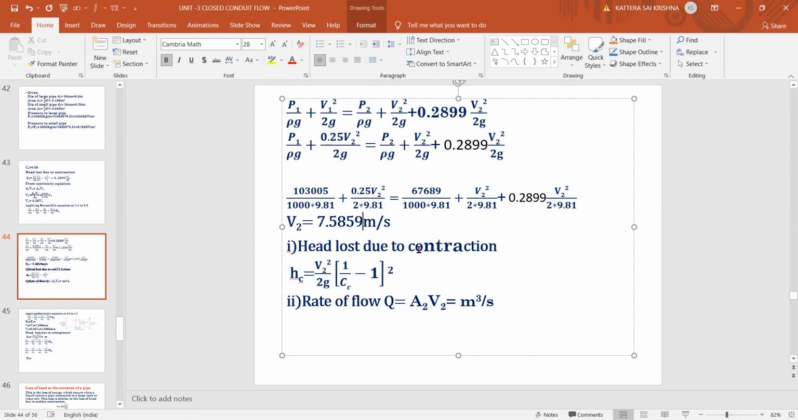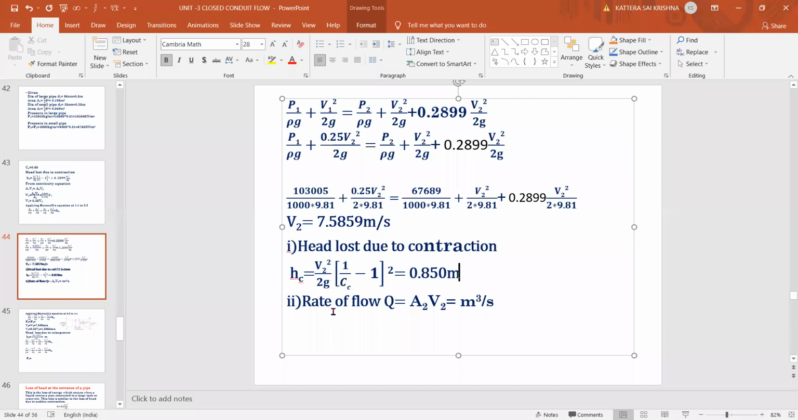So now we can find HC by substituting V2 here. Okay, please do that. Tell me the value of HC. So 7.586 whole square by 2 into 9.81 into 0.2899. 0.8504 meter. So this is the loss of head because of the contraction.